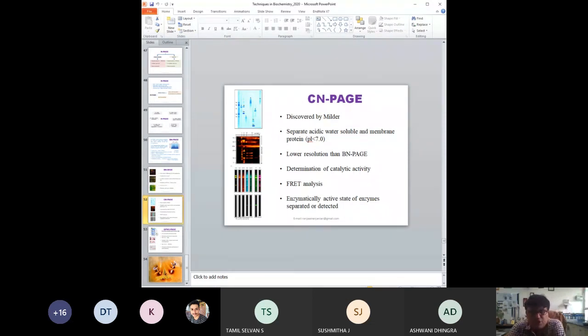This is also used to analyze the enzymatically active state of enzyme. So with this CN page, you can easily analyze the active state of the enzyme. You can separate it, you can detect it on the gel. So all sorts of things you can do on the gel. CN page is also a modification over the blue native page. So CN page is basically a blue native page without Coomassie.